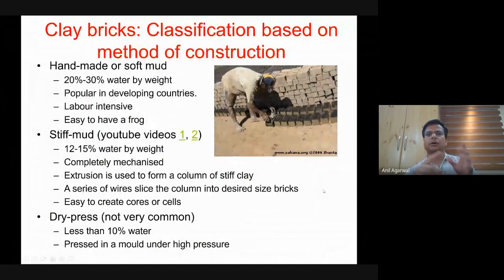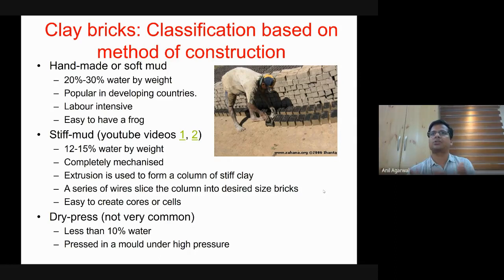So the first one was the hand-operated one, which is handmade soft mud. The second one is stiff mud. The third one is dry press, which is very similar to the first operation, handmade soft mud. But here the clay, soft clay mixed with water, is placed inside a mold, and then a hydraulic press is used to give it the shape inside the mold. You can't have this hand-operated kind of a mold.